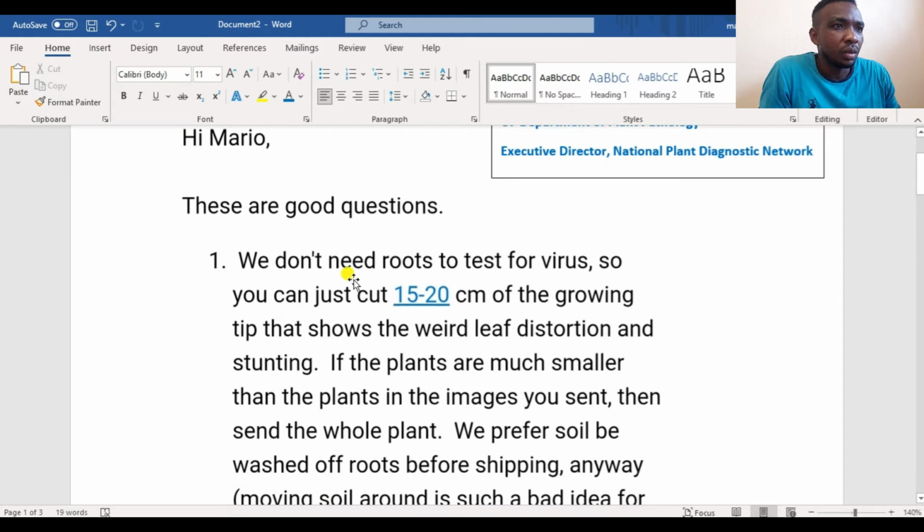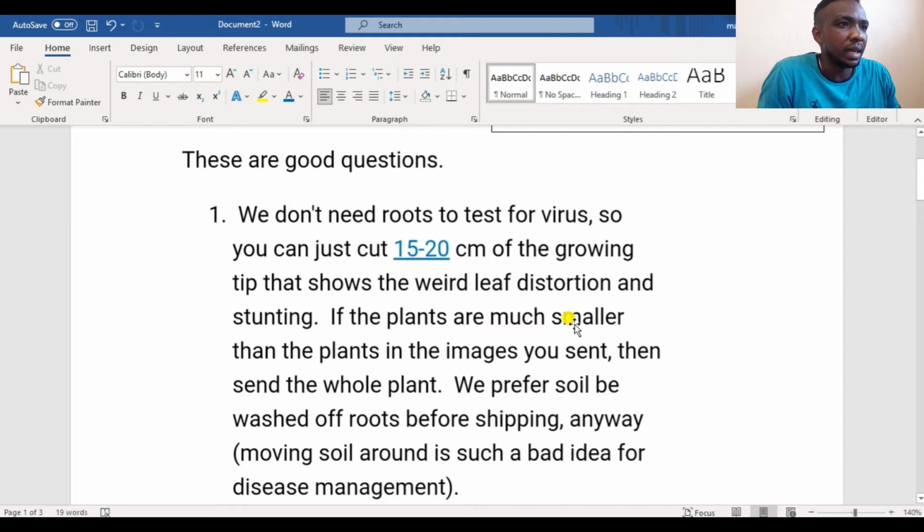We don't need roots to test for a virus, so you can just cut 15 to 20 centimeters of the growing tip that shows the weird distortion and stunting. If the plants are much smaller than the plants in the images you sent, then send the whole plant. So if these plants are small, then you can send the whole plant.